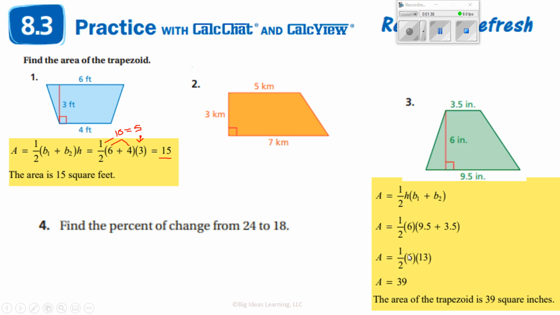I can take half of 6, right? Half of 6 equals 3. These two here will equal 3. And 3 times 13 is 39. So the area of the trapezoid is 39 square inches. All right, number 4 is for you to do. And now I'm going to go on to the smart board to work the rest of them.